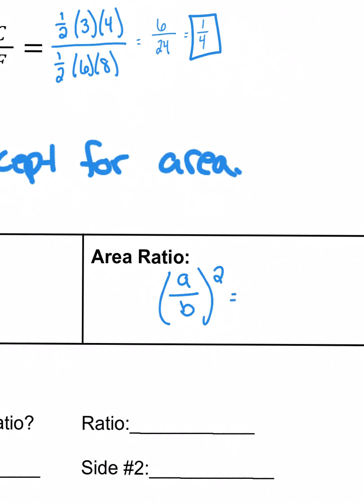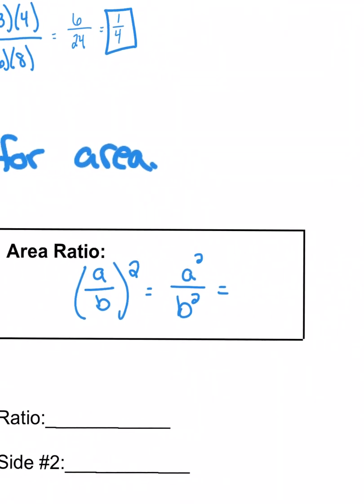And remember, if we want to square a fraction, that's the same thing as taking A to the second power over B to the second power, or A times A over B times B. So we just multiply it by itself. Okay, so let's jump in with an example.